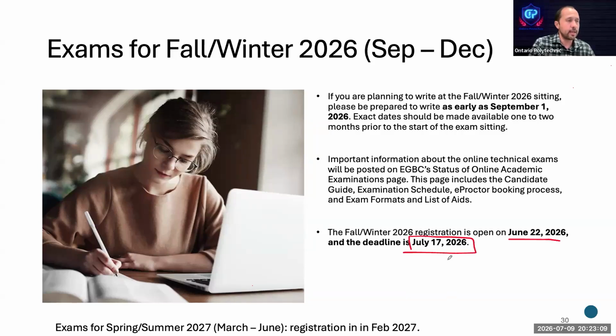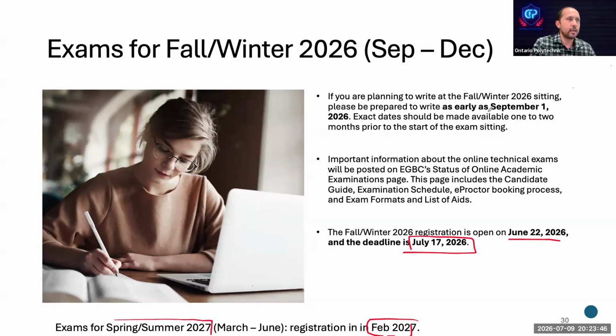If you miss this, the next exam will be happening in 6 months, in February 2027, which is the next registration window for exams in the spring and summer of 2027. So I really encourage you to go to your association website, PEO, EGBC, or others, and register for 2 exams. I will help you find the best 2 that are easier and have a higher pass rate. But again, the deadline is July 17.